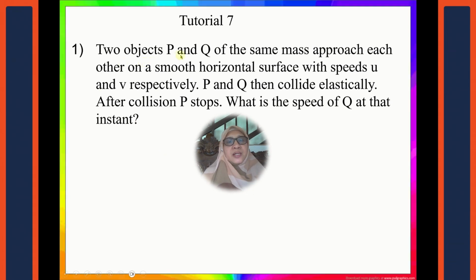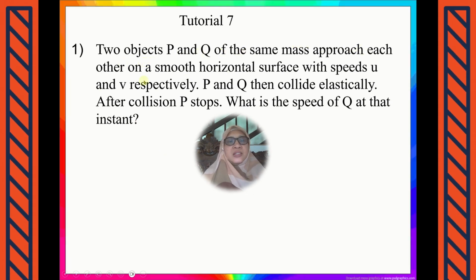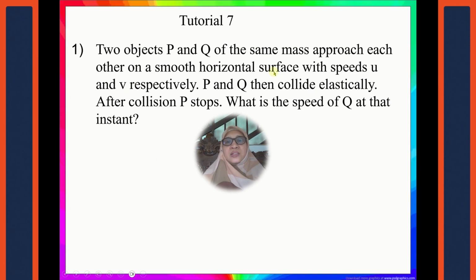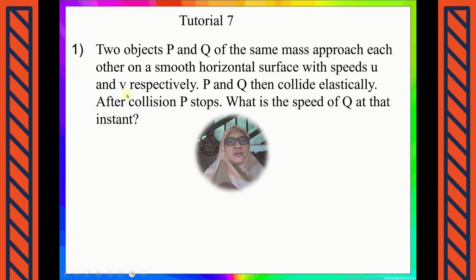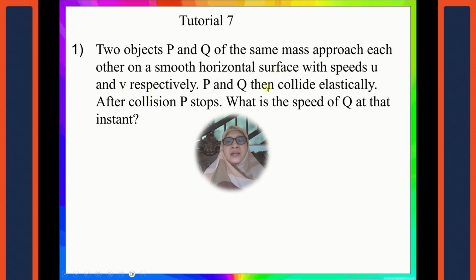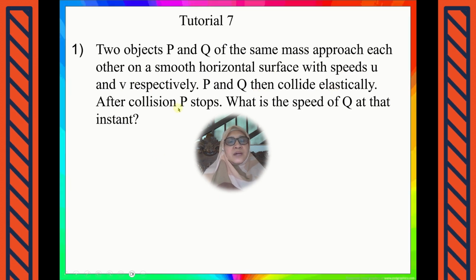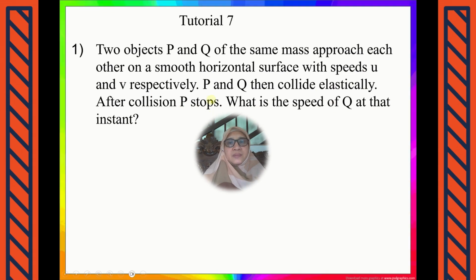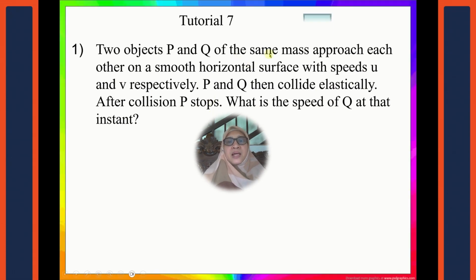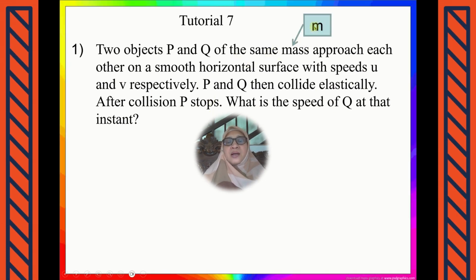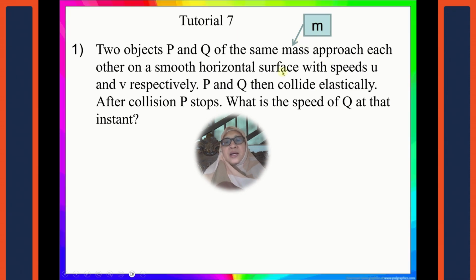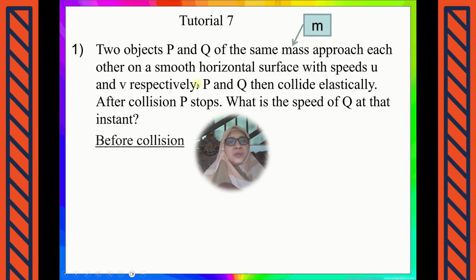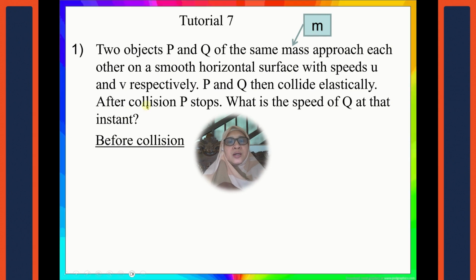Two objects P and Q of the same mass approach each other on a smooth horizontal surface with speeds u and v respectively. P and Q then collide elastically. After collision, P stops. What is the speed of Q at that instant? So mention here same mass, so we are going to use the same symbol M for mass, and then the speeds u and v for P and Q.